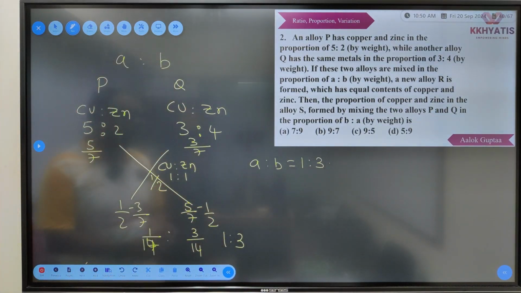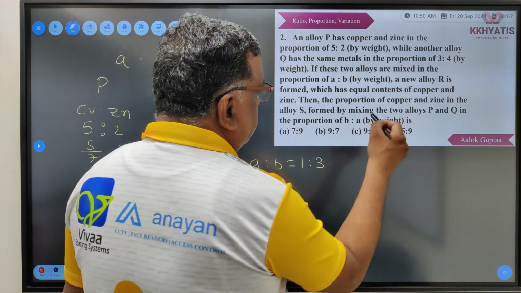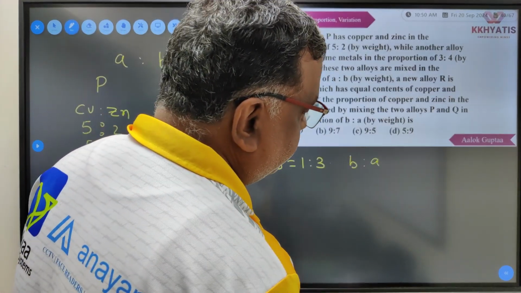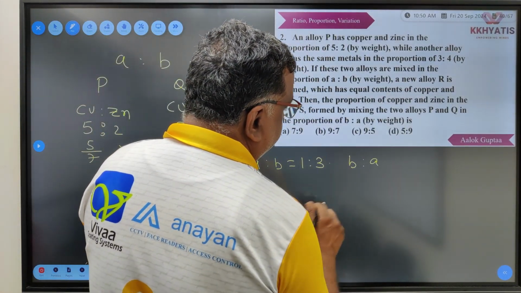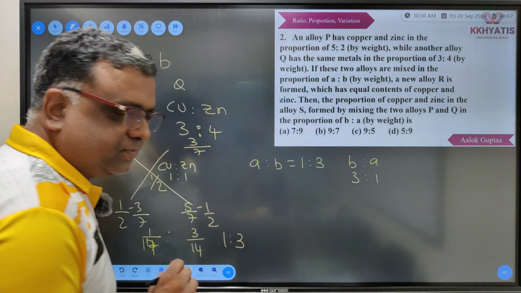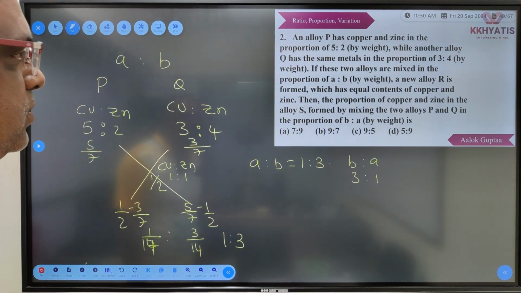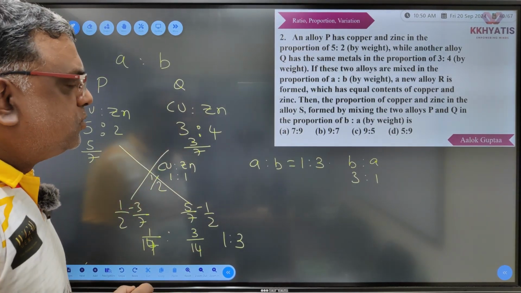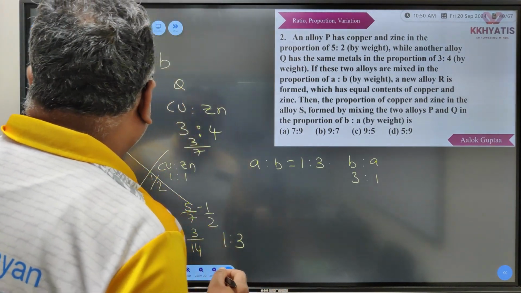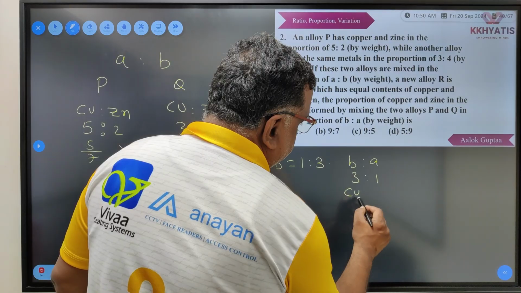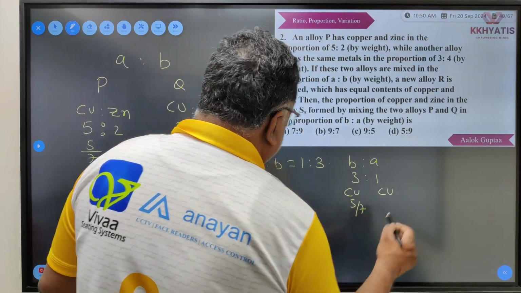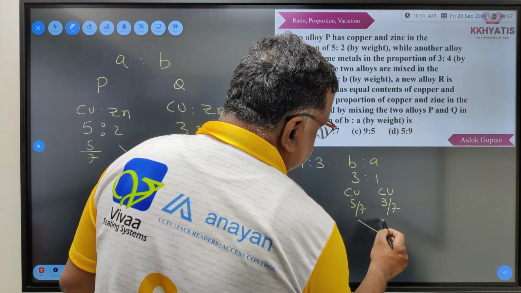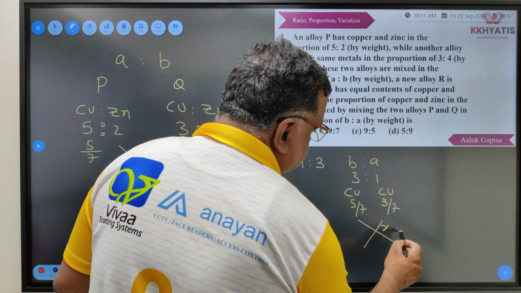So I got the ratio of A is to B as 1:3, which means in the second case I need to take a ratio of B is to A. I'm mixing them in the ratio B is to A, which means I'm mixing them in the ratio 3:1. Correct? Now, when I'm mixing them in the ratio 3:1, I'm being asked to find the proportion of copper and zinc. So again, I will take alloy P in which copper is 5/7, and in Q the copper is 3/7. When I mix, I have to find this proportion X, which I don't know.